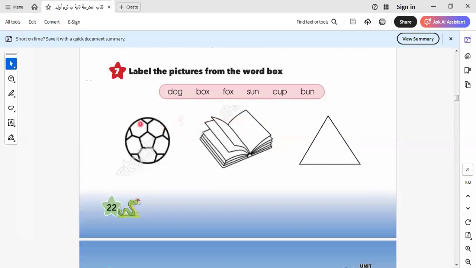What is this? It's a ball. So which one did I select as ball? This is ball. This is ball. Here is dog. Here, label the pictures from the books. Here is ball, but we haven't got ball here. Here is book. Triangle.